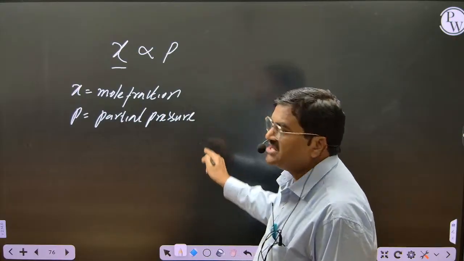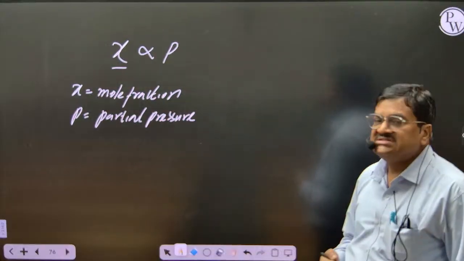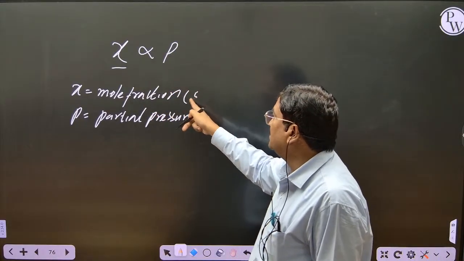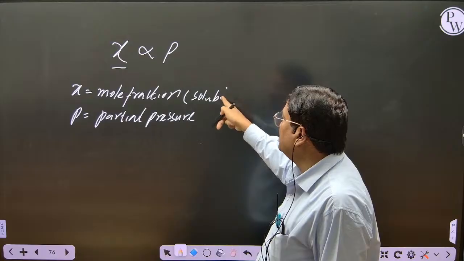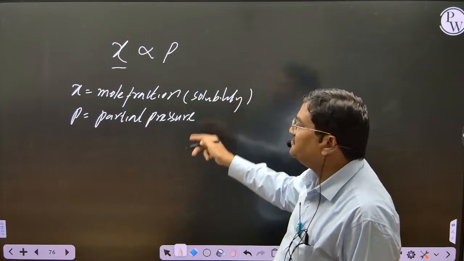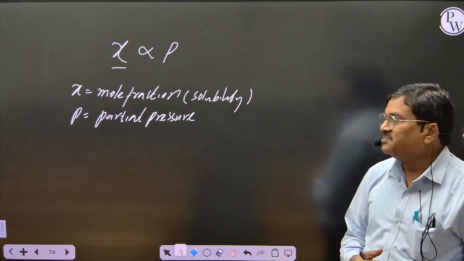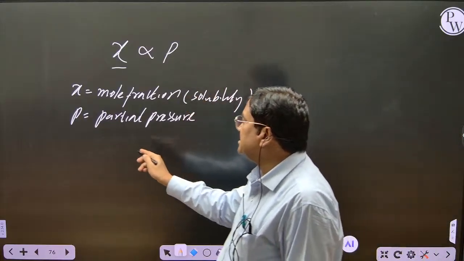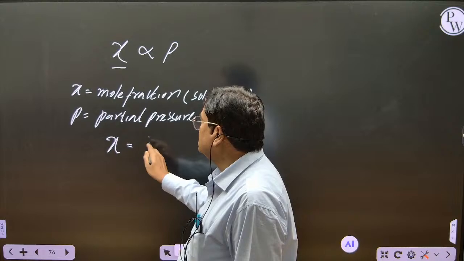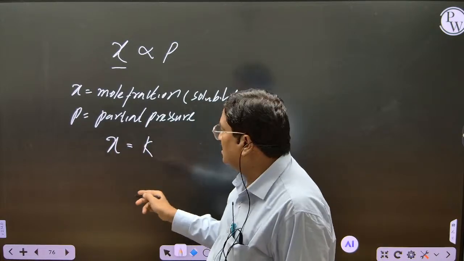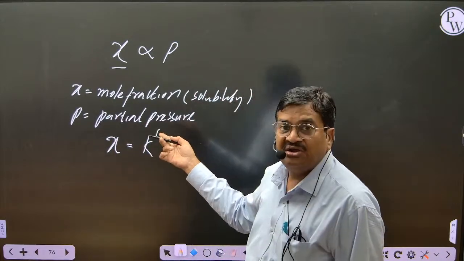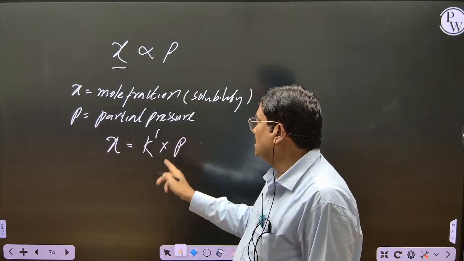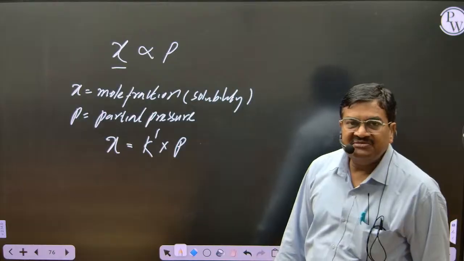Getting the idea of what I am saying? So where X is taken as a measure of solubility, this mole fraction is taken in terms of solubility. The solubility of the gas, which is taken in terms of mole fraction, is directly proportional to what? Partial pressure of the gas. Now remove the proportionality, we get χ = K' × P. Already we introduced K, no? Now I am assuming K prime in order to differentiate between the previous one and this one. So what is K prime? K prime is a constant.